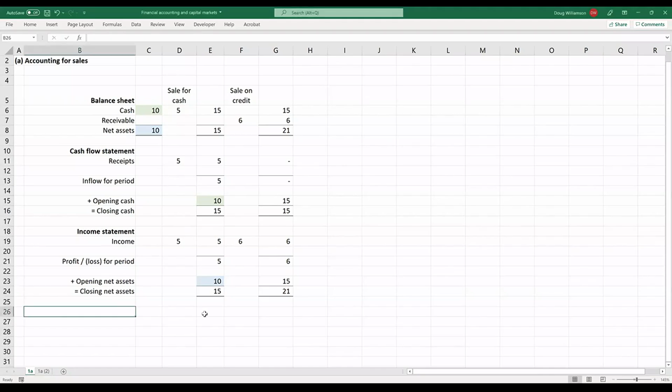Can we explain the difference between the cash flow and the profit? This is sometimes called a reconciliation. So let's start with the profit.